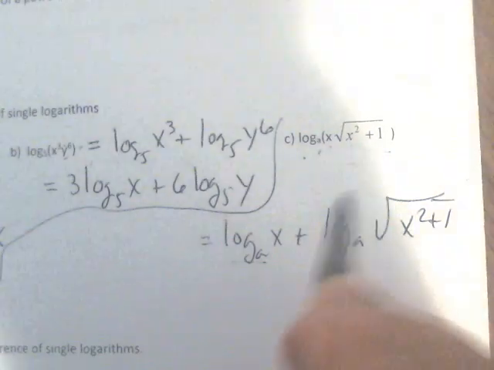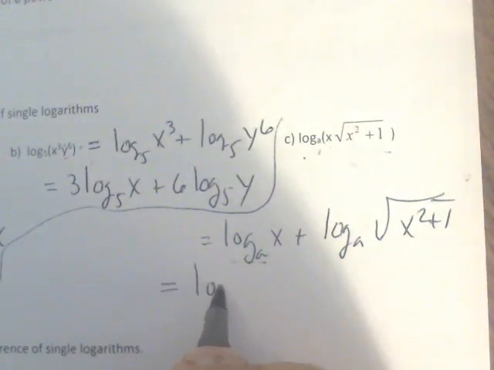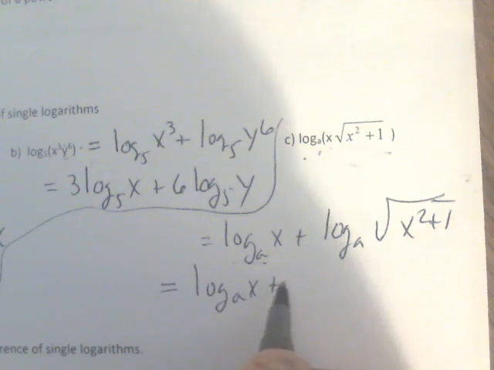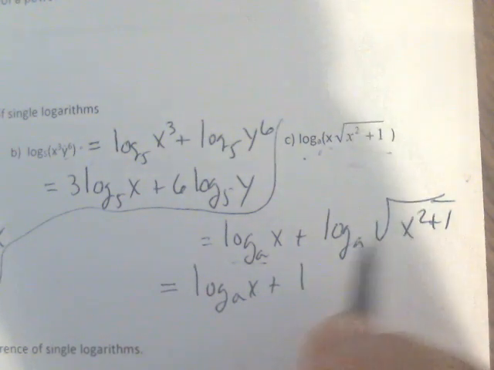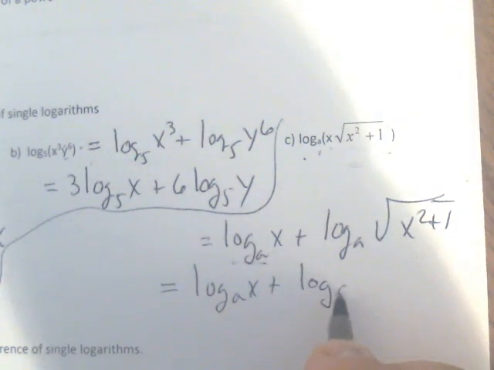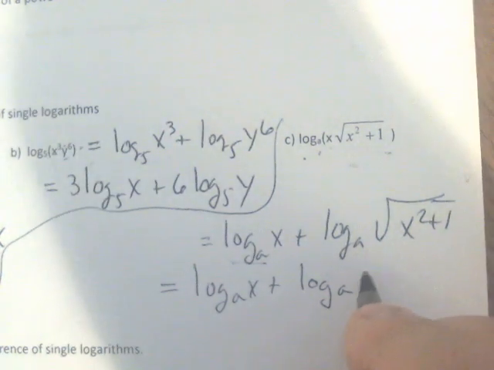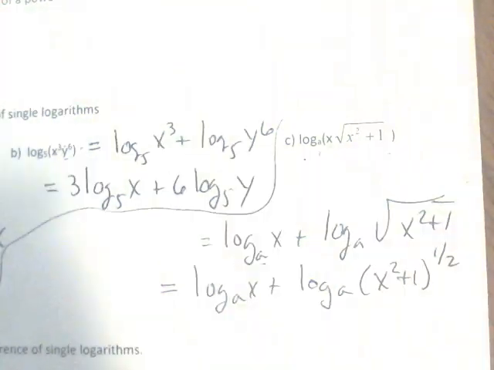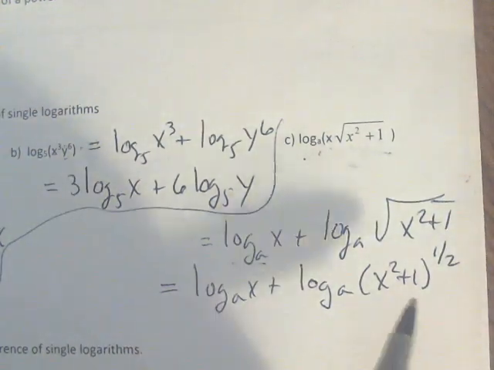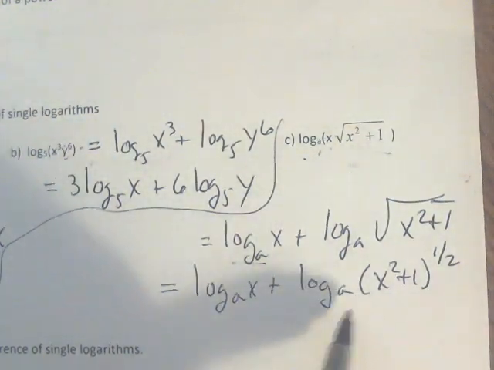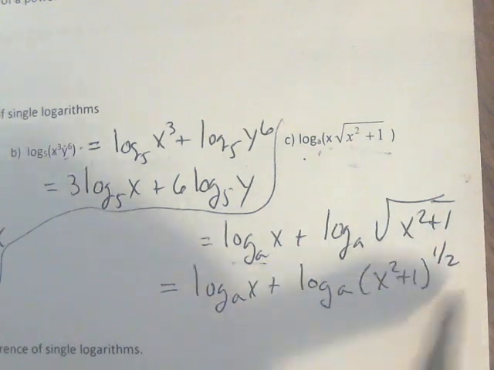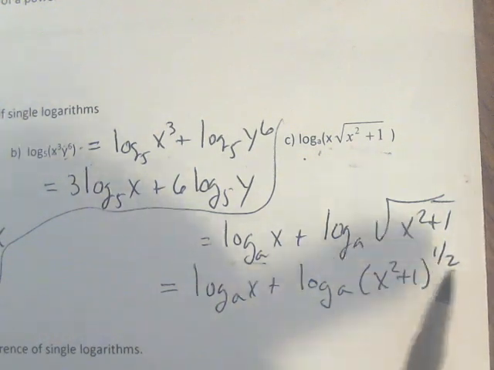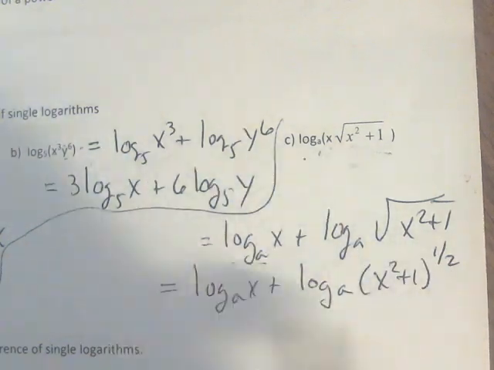Nothing more I can do here. Now, it's been a few weeks, maybe even a few months, since we did square roots, but square roots can also be written as fractional exponents. So I can write the square root of x squared plus 1 as x squared plus 1 to the 1/2 power. And again, this is all so I can apply my laws of logarithms.